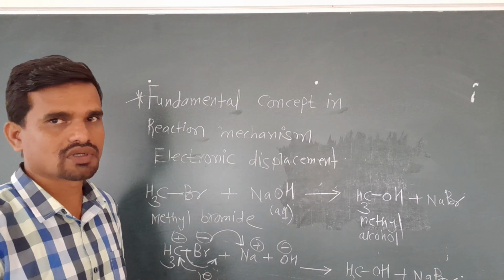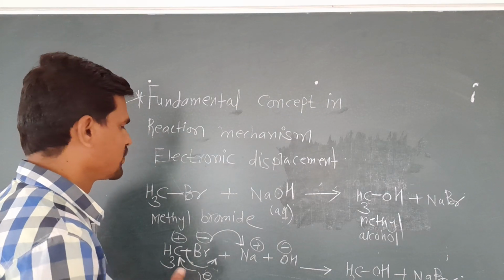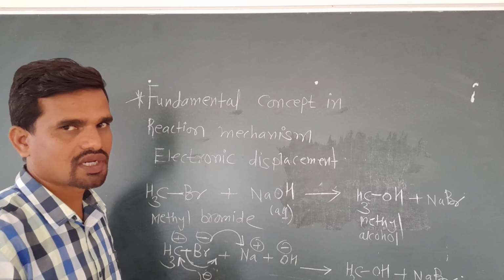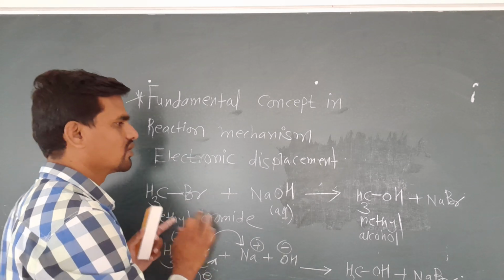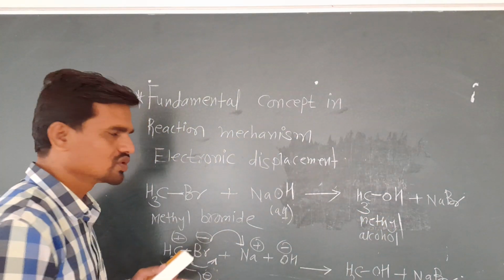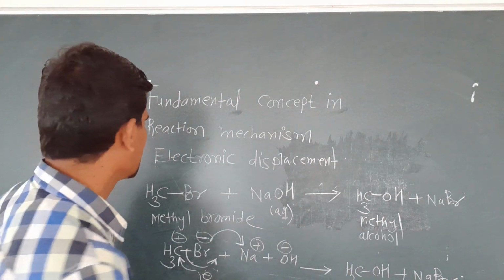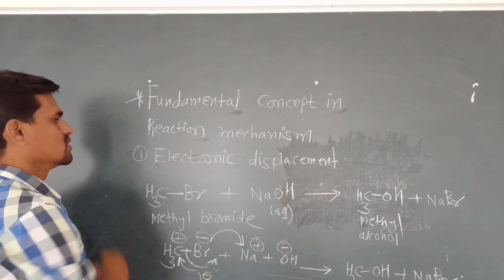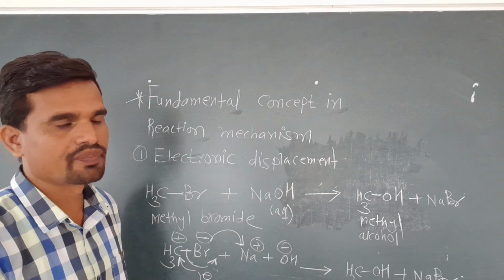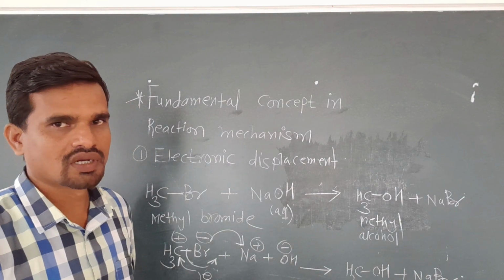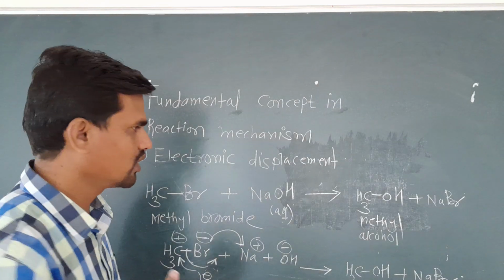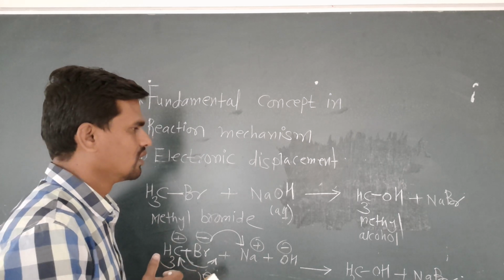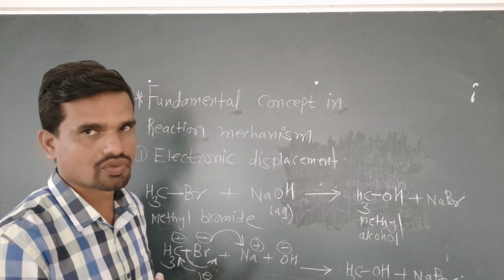There are various types of electronic displacement that also happen in reaction mechanisms. Reaction mechanism is a step by step description of how the reactant is converted into the products. To understand the reaction mechanism, one concept is electronic displacement: how the electrons are shifted from one atom to another atom, or from one bond to another bond.